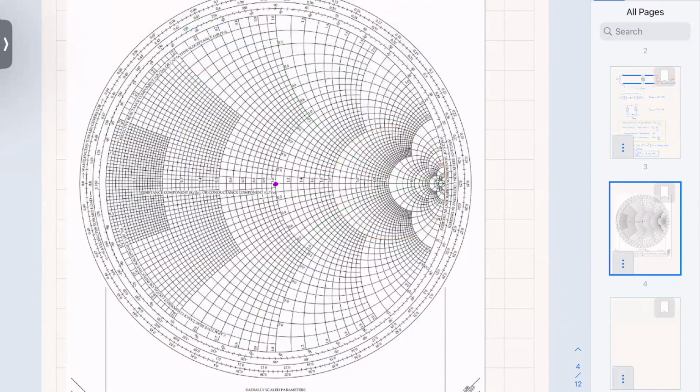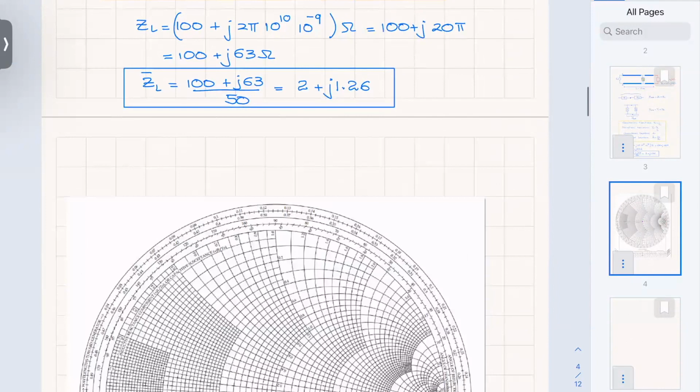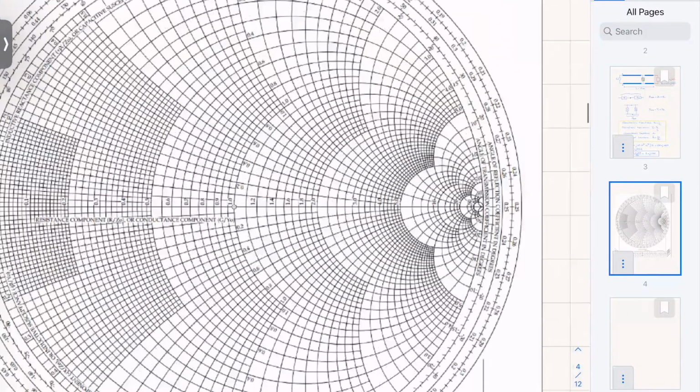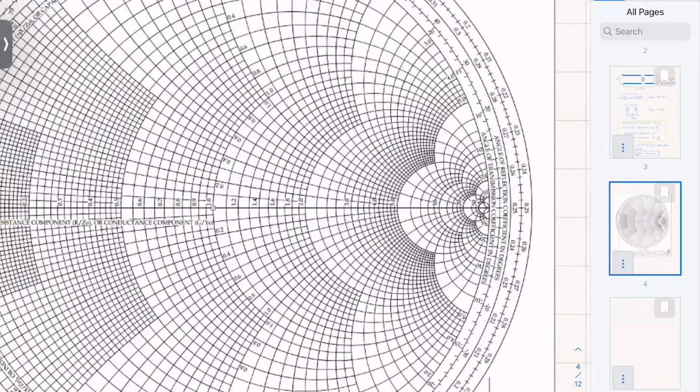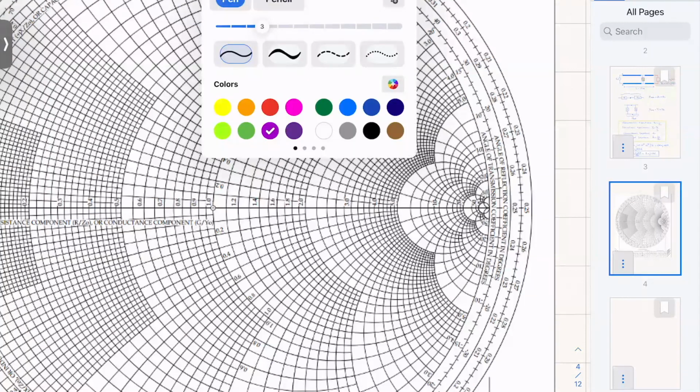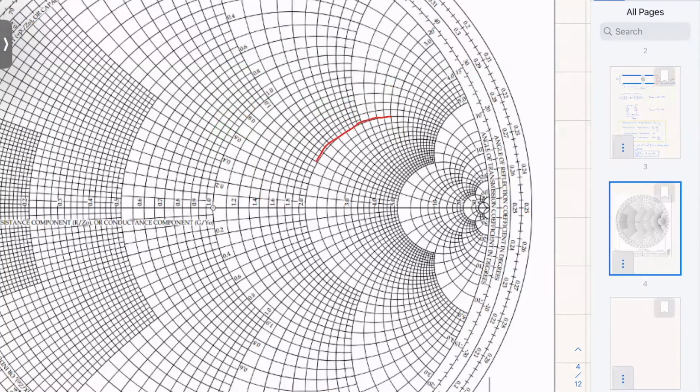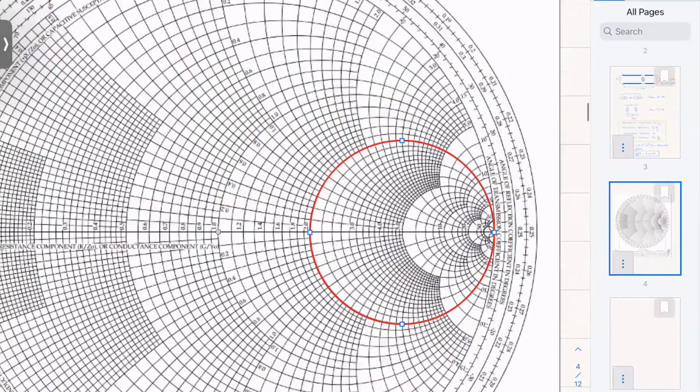And I'm trying to find my impedance, 2. So I'm looking for a resistive circle that gives all of the elements a value of 2, is this one. No, not this. Okay, fast. Okay, so it goes like that and goes through 2. Okay. And then I want to find 1.26.